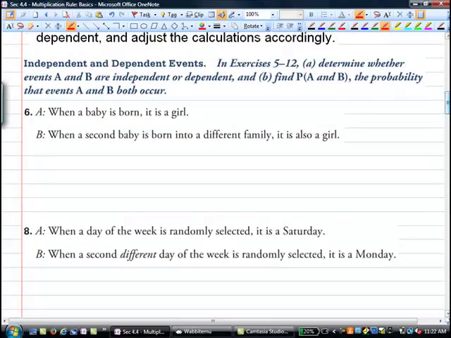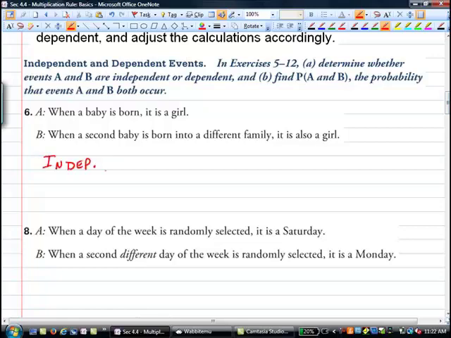So for questions 5 through 12, we're asked to A, determine whether events A and B are independent or dependent, and then B, find the probability of A and B, the probability that events A and B both occur. Event A in number 6 is when a baby is born, it is a girl. Event B is when a second baby is born into a different family, it is also a girl. Does the birth of one child influence the sex of another child? No. So these two events, we would say, are independent of each other.